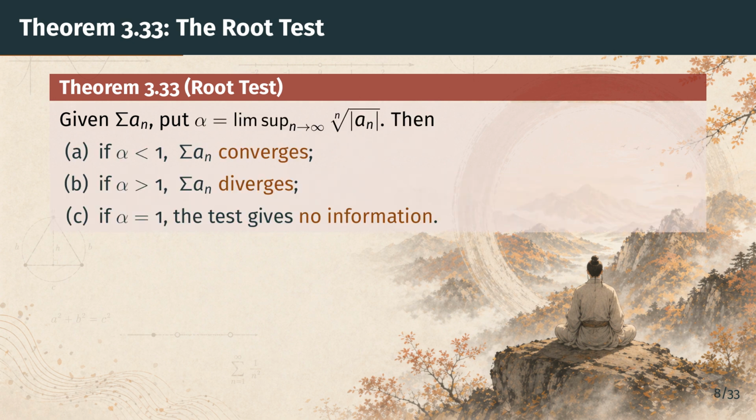Here are the three cases. If alpha is less than 1, the series converges. If alpha is greater than 1, the series diverges. And if alpha equals exactly 1, the test gives no information at all. The series might converge or might diverge, and we must use other methods. So the root test is decisive whenever alpha avoids the single boundary value 1. Let's picture these three regions on a number line.